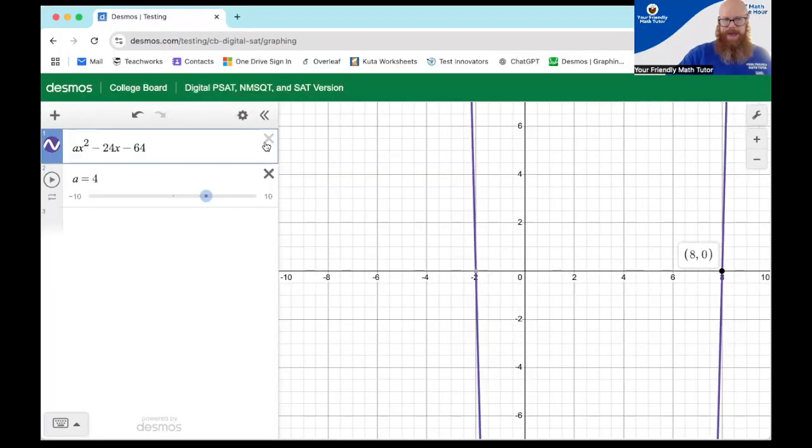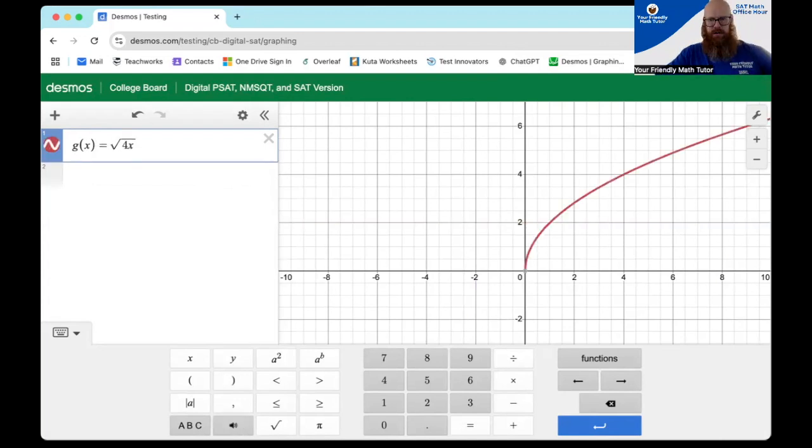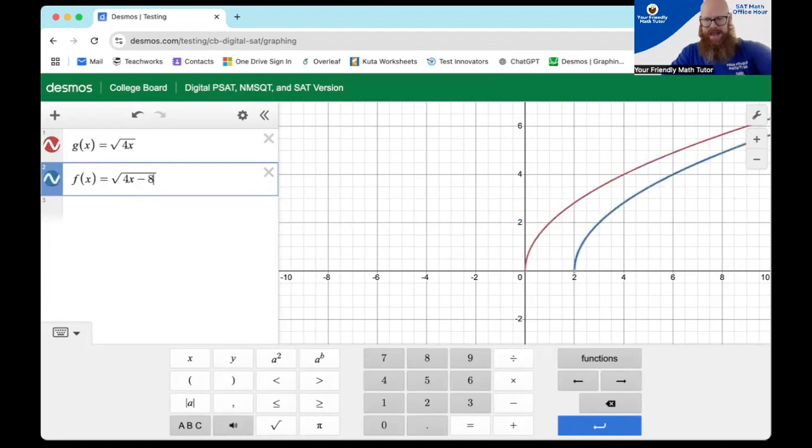And this time I am going to use g of x. Normally I wouldn't, but I think I will here just to keep track of them. So I'm going to say g of x equals sqrt 4x. All right, the next one I'm going to do f of x equals sqrt, we're going to do 4x minus 8, plus 5.